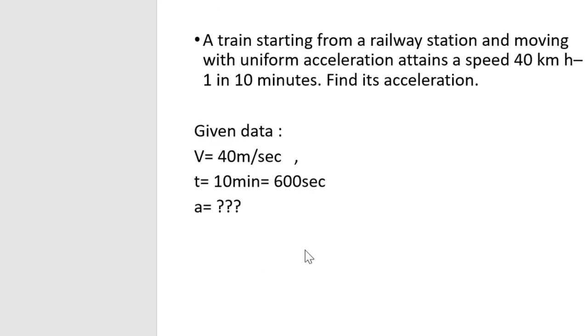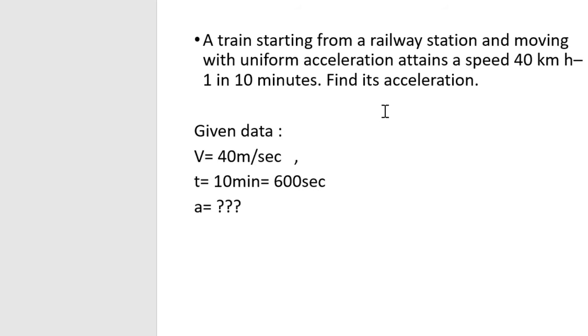Now the next one is: a train starting from a railway station and moving with a uniform acceleration attains a speed of 40 kilometers per hour, right? This kilometers per hour minus 1 that I have written over here is actually kilometer per hour, it is divided by hour. That's why it is minus 1, right? So again, just write down the given data.